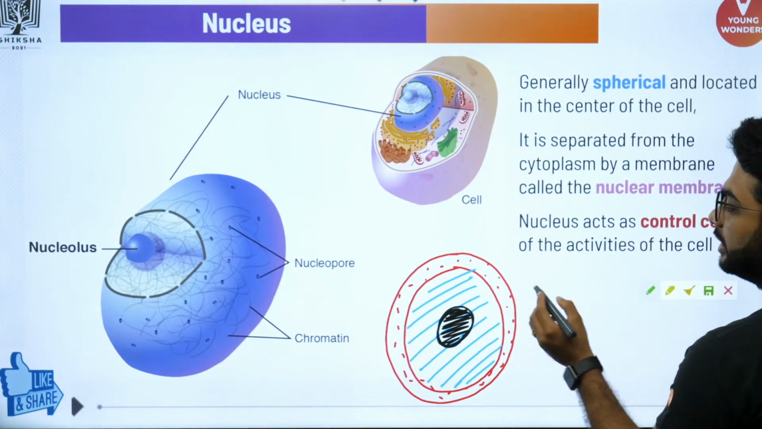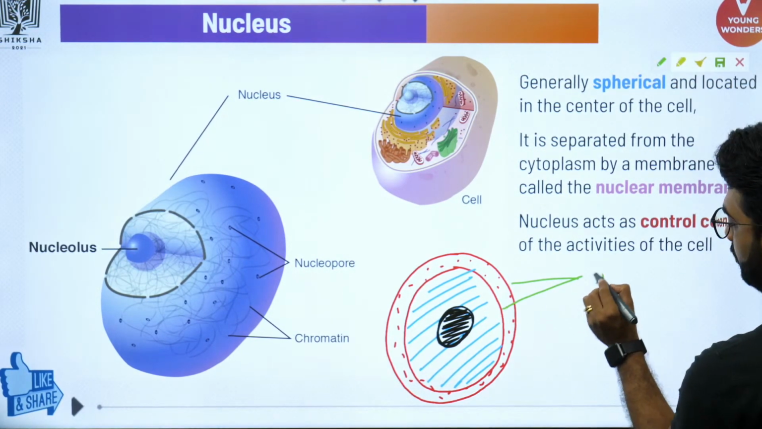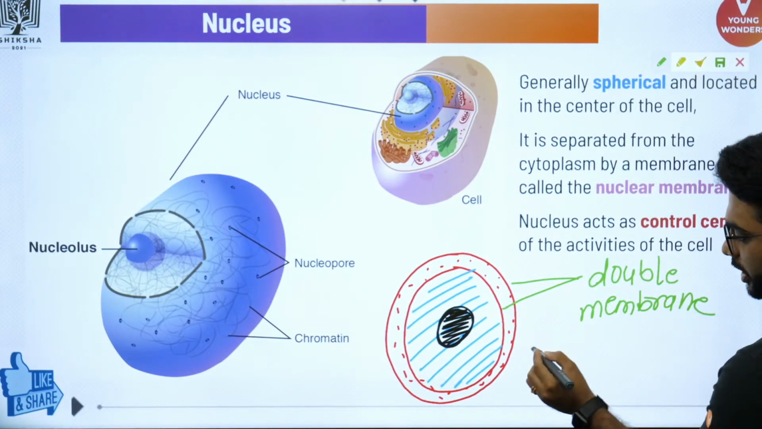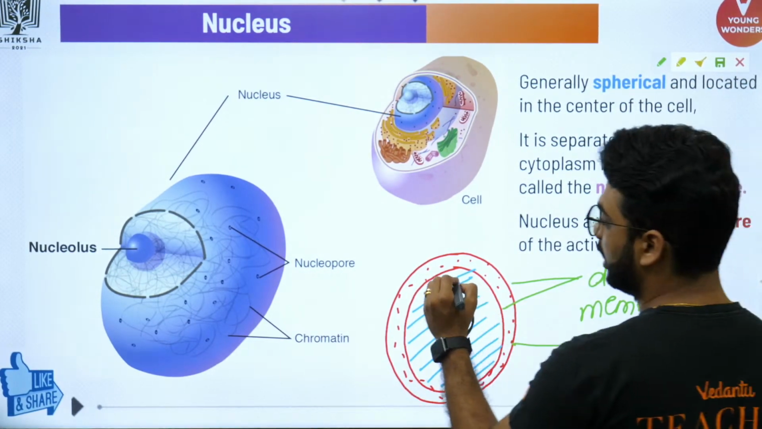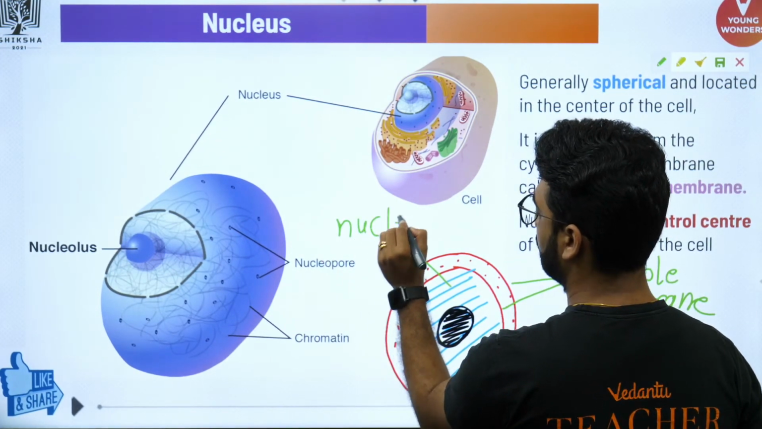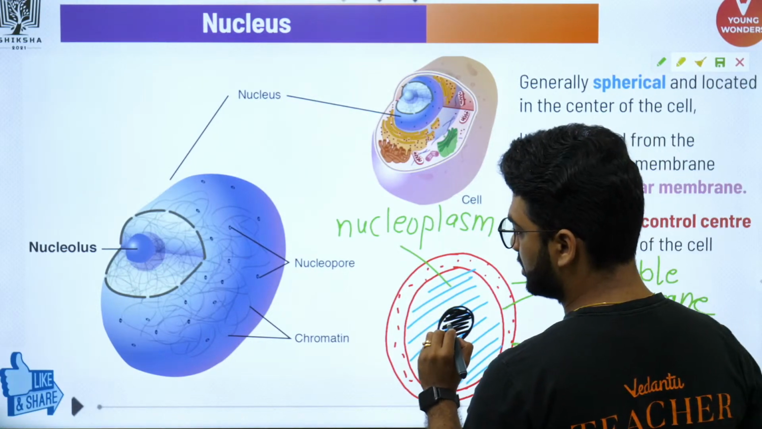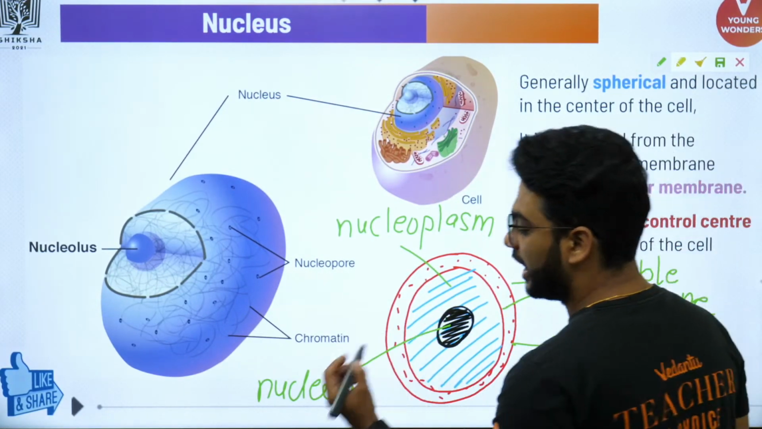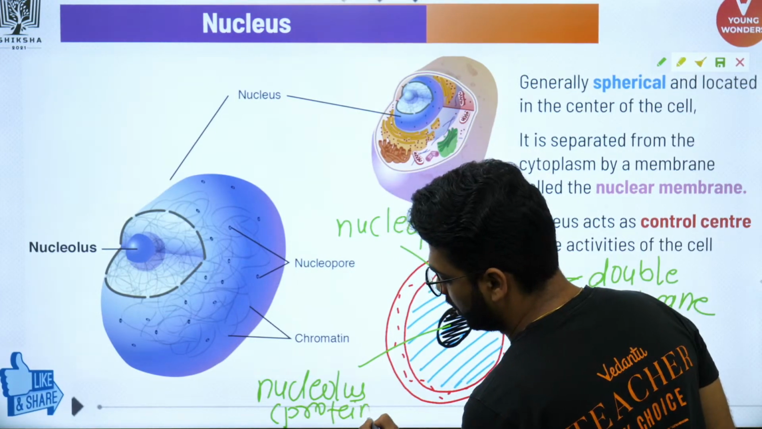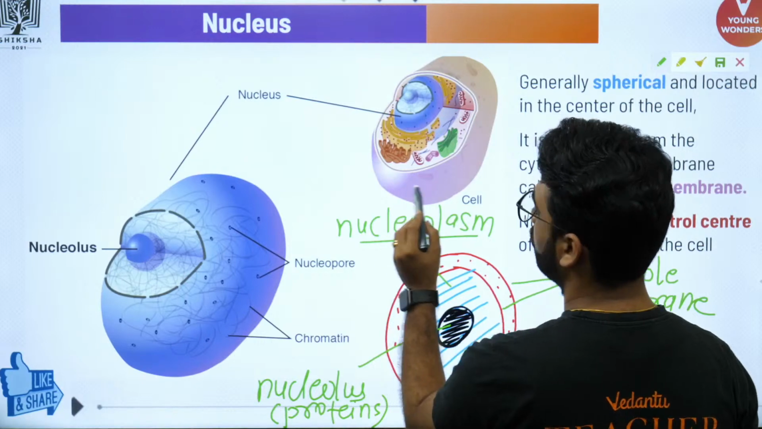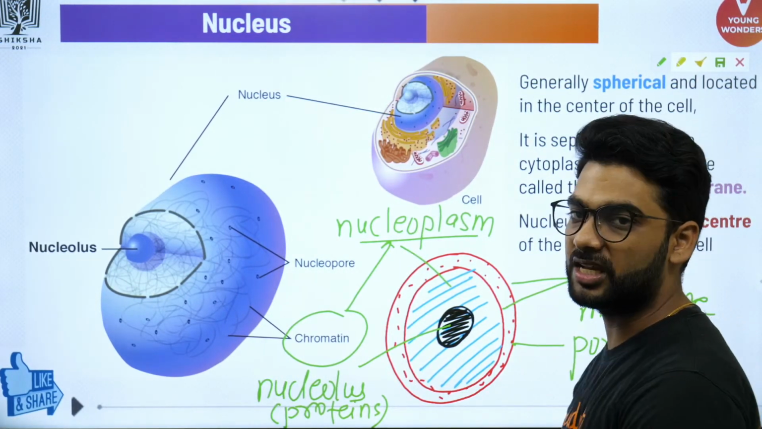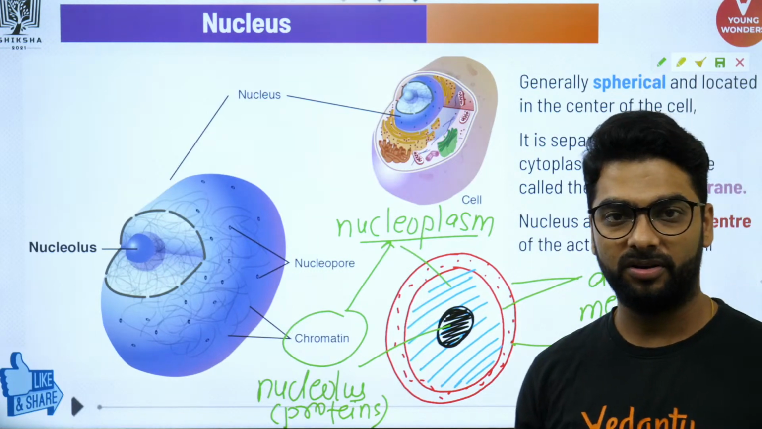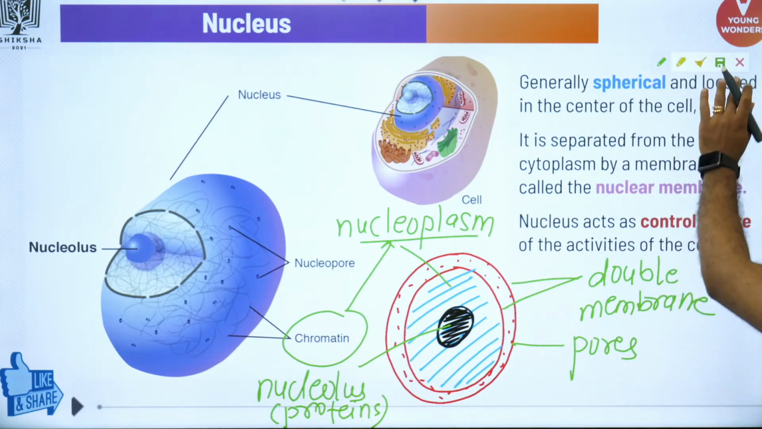Okay? So this is the double membrane. Okay? These are the pores. This liquid is the nucleoplasm, and this is the nucleolus. Okay? Inside my nucleolus, proteins are made. In the nucleoplasm, there are chromosomes which are responsible for carrying the hereditary characters. So that is inside my nucleoplasm. Right? So that is my nucleus with a double membrane.